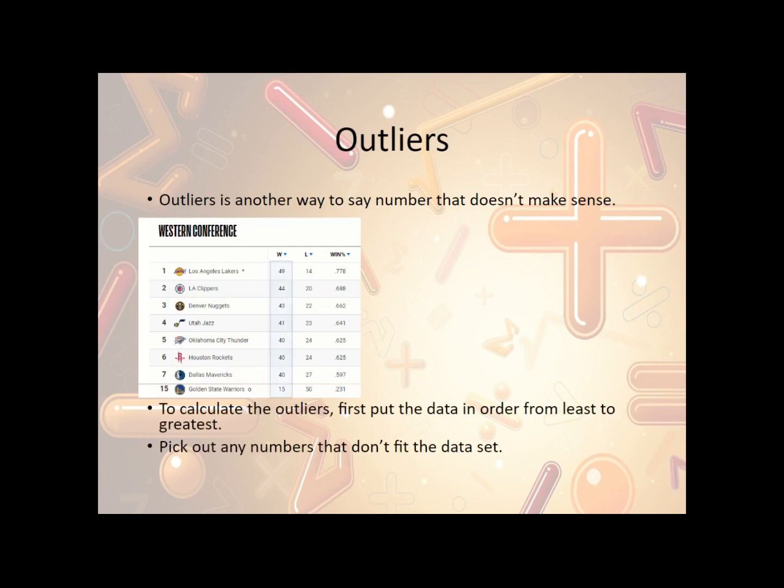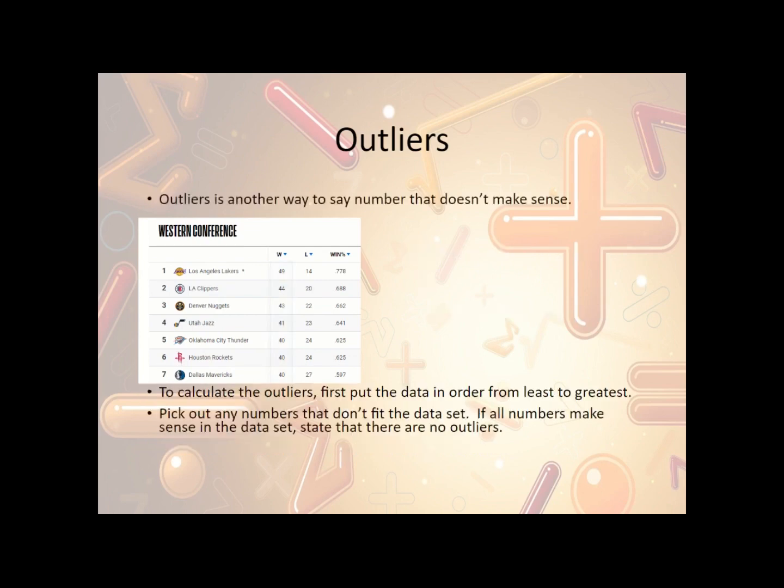So if we take our win totals here, well, we have 40, 40, 40, 41, 43, 44, 49, and then we have this 15. Well, 15 is a long way away from the rest of the totals. So we'd say 15 is an outlier because it doesn't fit the data.